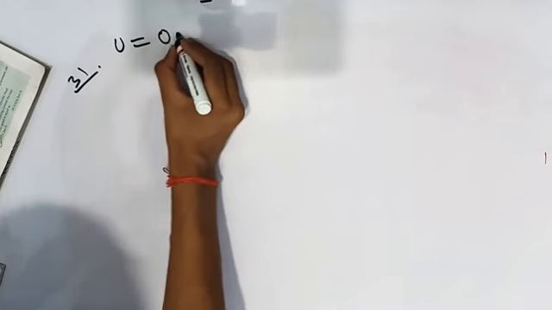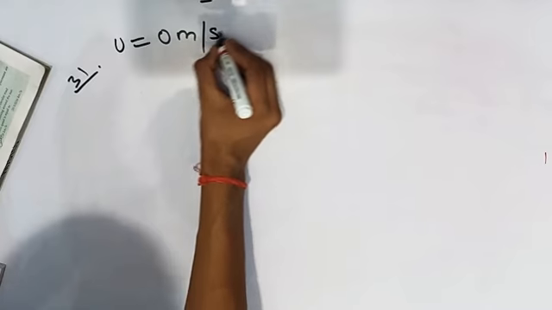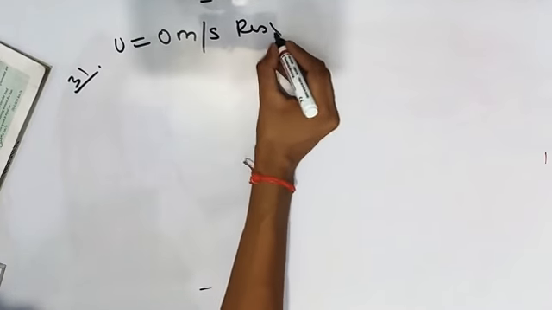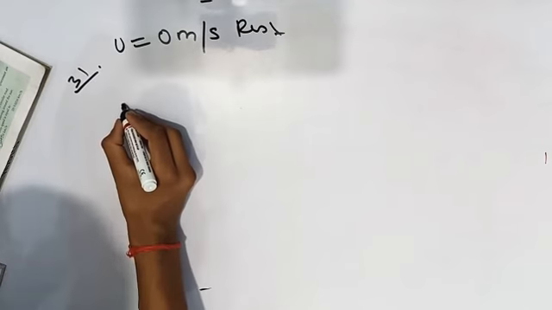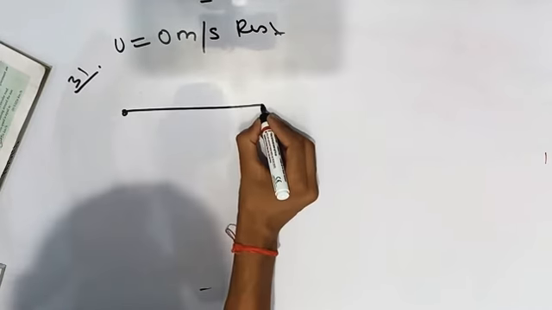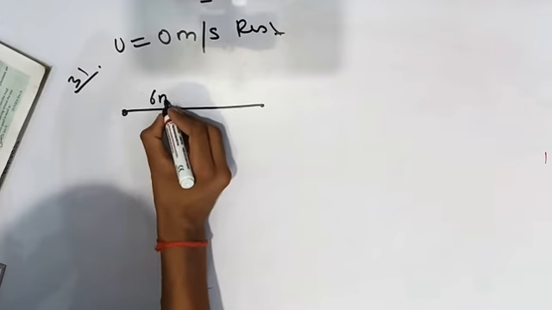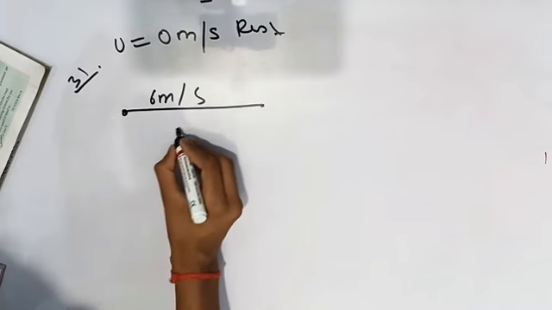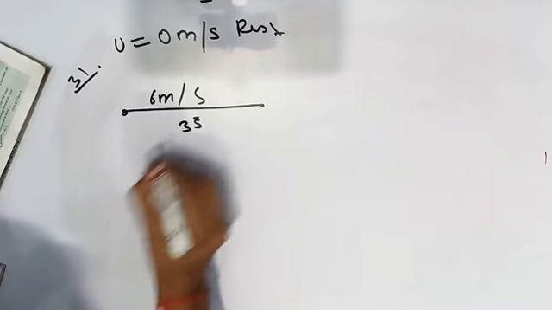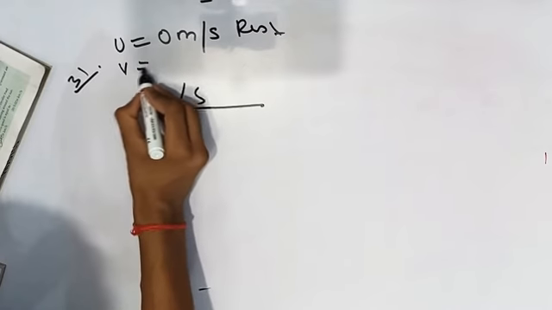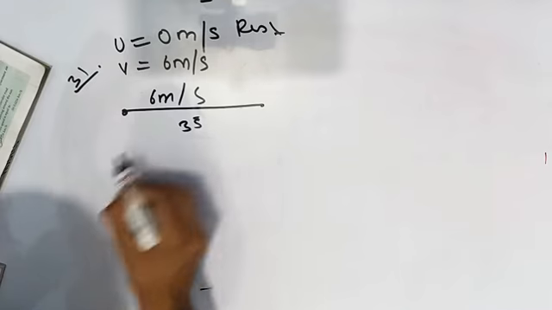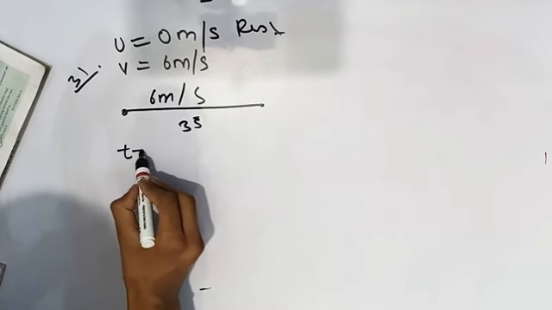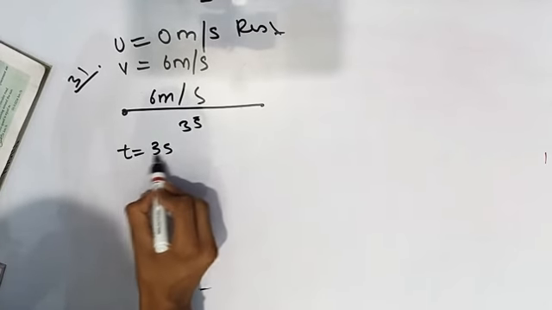We can say that initial velocity will be 0 meter per second because it is starting from rest, and it reaches a speed of 6 meter per second. Means it is starting from rest and reaches 6 meter per second speed in time 3 seconds. So the final velocity will be 6 meter per second, and the time taken by the body to move is 3 seconds.